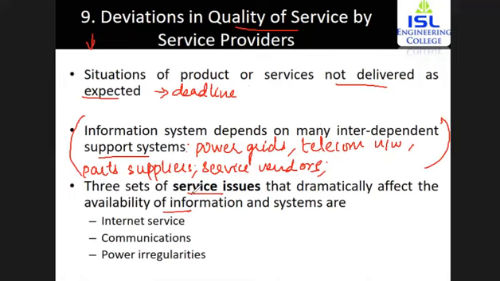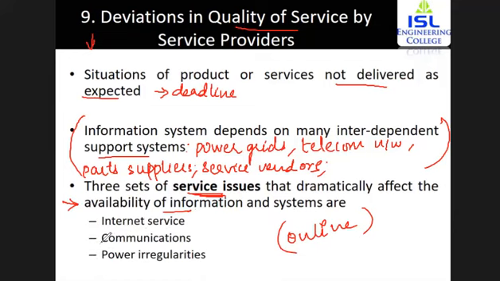Whereas you've got three different service issues that are going to affect the availability of information, that is, internet services, communication, or power irregularities. Now we are living in a world where all of your data is stored online and all transactions are done online. So if you are unable to access the internet, you might not be able to do the job. The entire data that is stored in here becomes inaccessible. If you are unable to communicate with the different vendors, again you do not have data to develop your application.